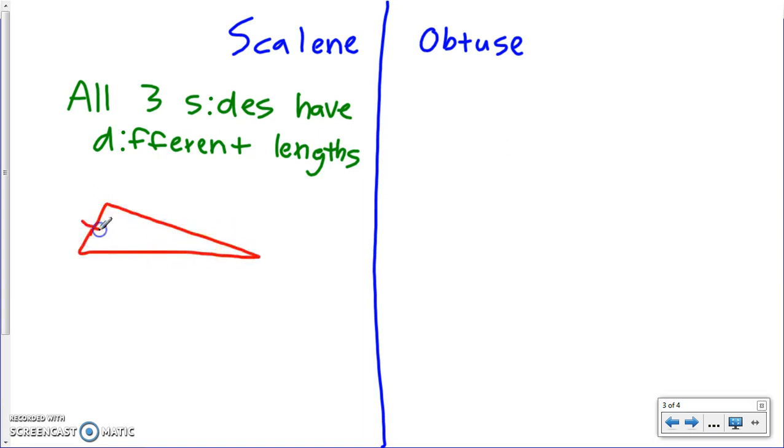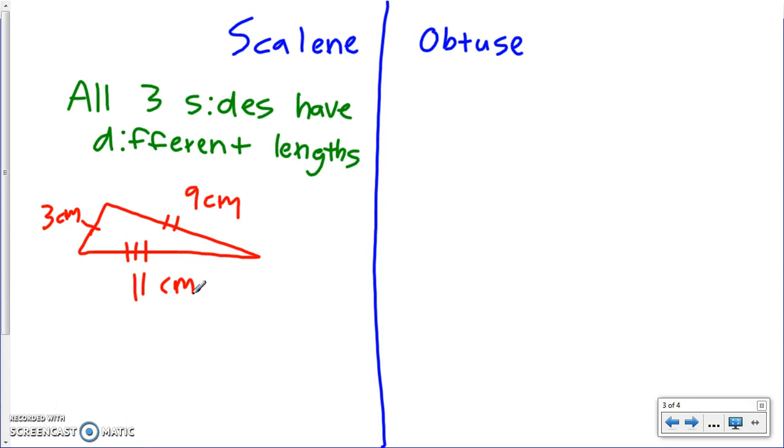So I'm going to put one dash here. This side is going to be 3 centimeters. I'm going to put 2 up here, 9 centimeters. 1, 2, 3 to show that this is its own side, 11 centimeters. So if I look, I have three side lengths. I have 3 centimeters, 9 centimeters, and 11 centimeters. So all three side lengths are different, so it's a scalene triangle.